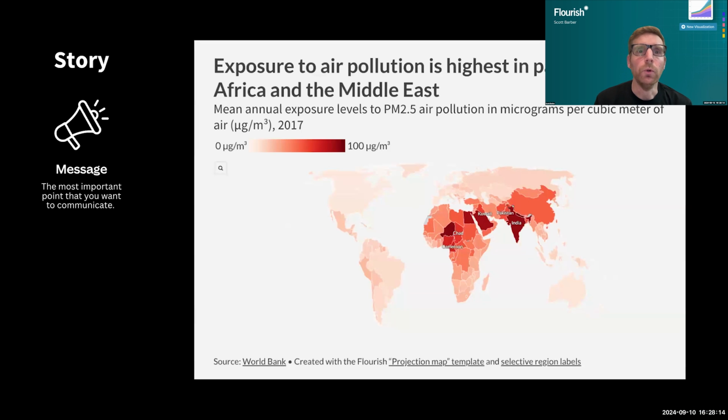So let's look at some examples. This is a great example just on the title. You can see here it's saying exposure to air pollution is highest in parts of Asia, Africa, and the Middle East. And that really comes across and points out the data that we're seeing in the chart. So it's really obvious what we're trying to get from that chart.